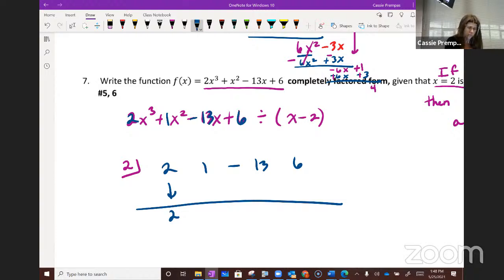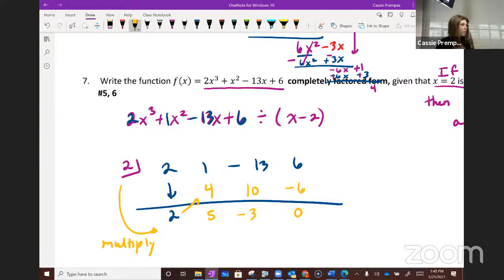2 times 2, and then we multiply, of course. So 2 times 2 gives me 4. 1 plus 4 gives me 5. 2 times 5 gives me 10. Negative 13 plus 10 gives me negative 3. 2 times negative 3 gives me negative 6. 6 plus negative 6 gives me 0.